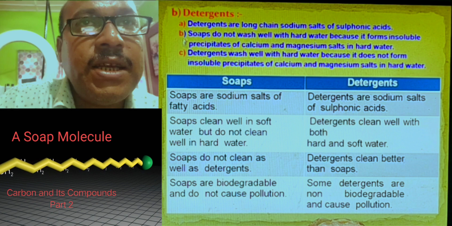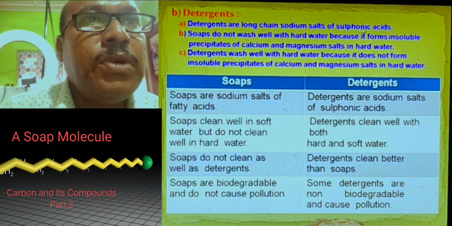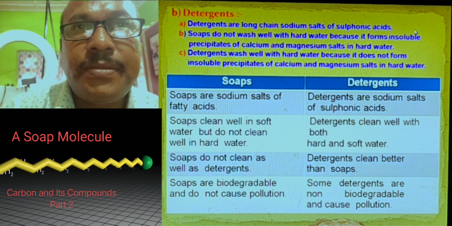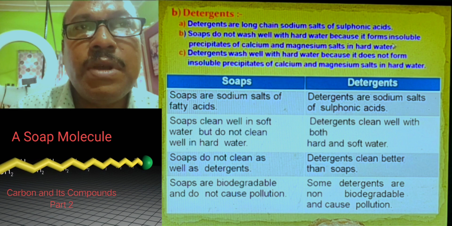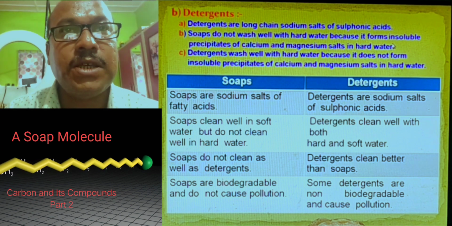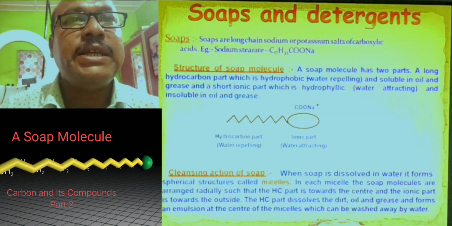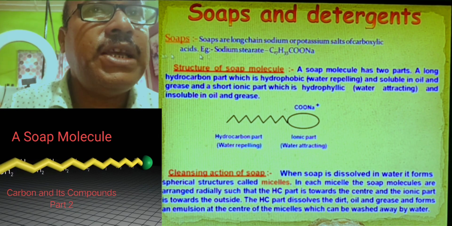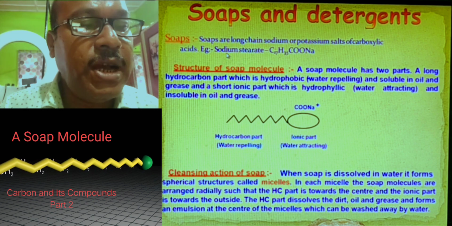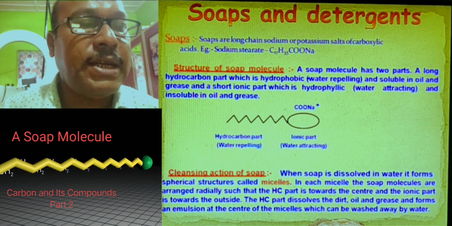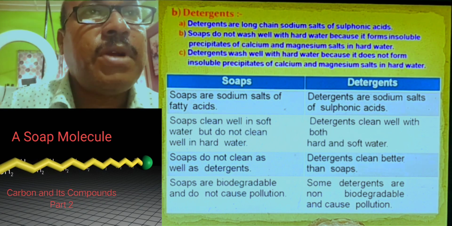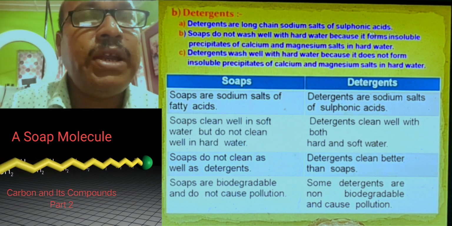Now detergents. Detergents are long chain sodium salts of sulfonic acid. Soaps are actually the long chain hydrocarbons of acids, but what was that acid? Just see it back, you will get it here. The acid was carboxylic acid. But here in the second part, in the case of detergent, instead of carboxylic acid, this is sulfonic acid.